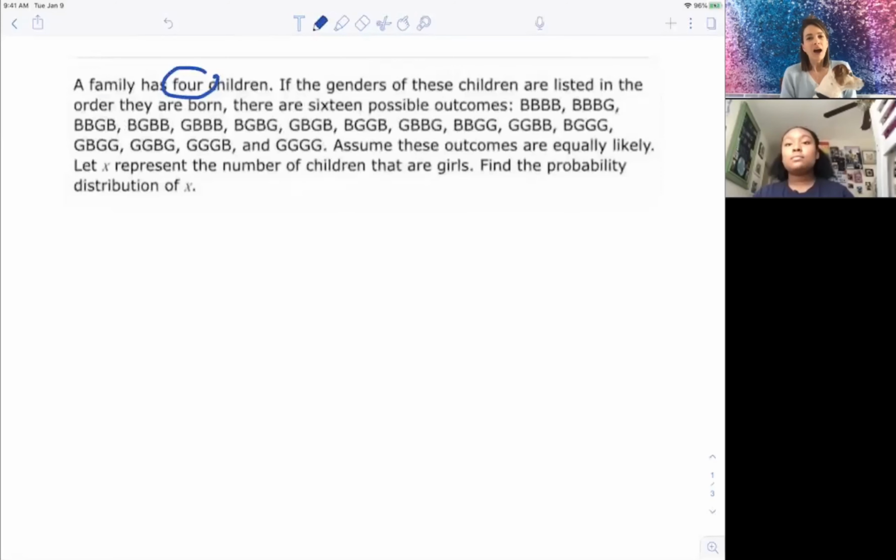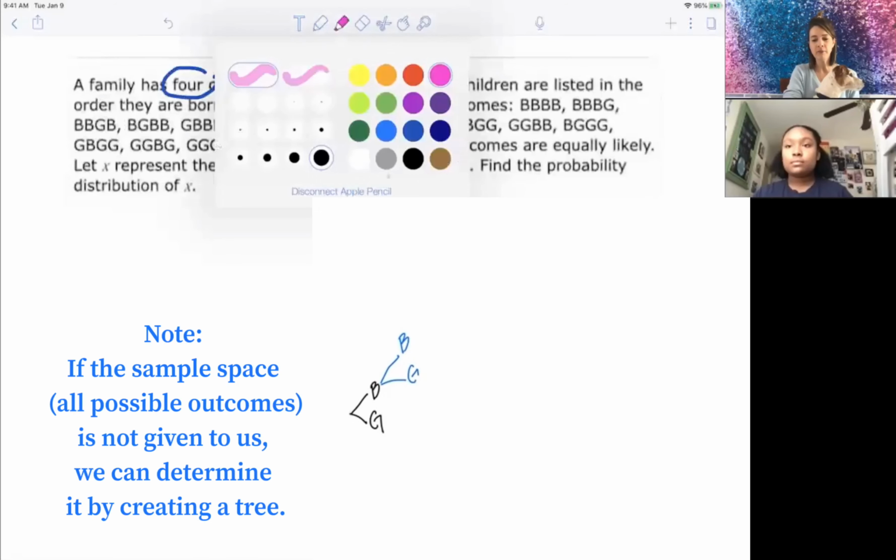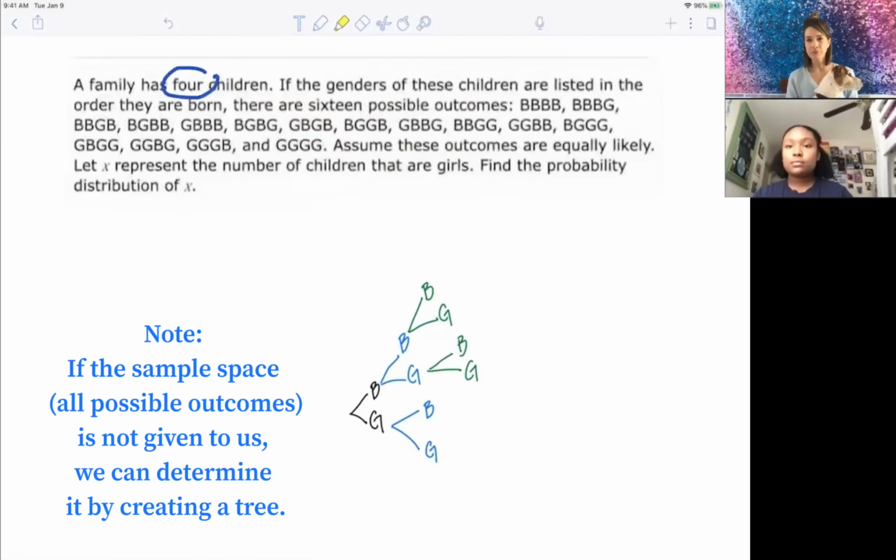I'm not a boy. So like your family, there's a family with 4 children. There's actually 16 possible outcomes. Did you know that? No, I did not know that. Now you do.